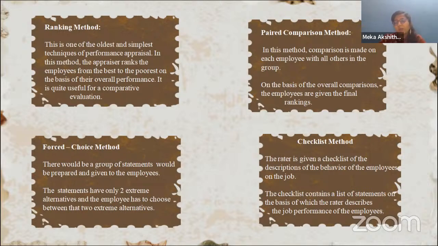Then the paired comparison method. In this method, what they do is compare each and every employee in the organization with the other employees one at a time.